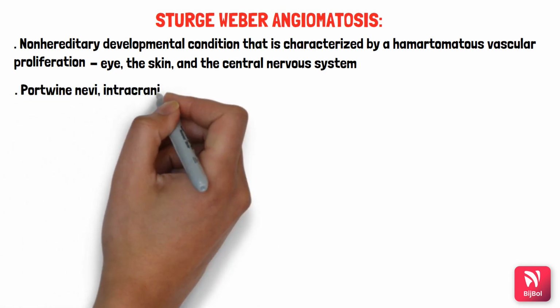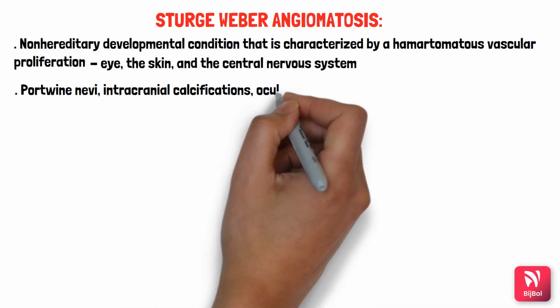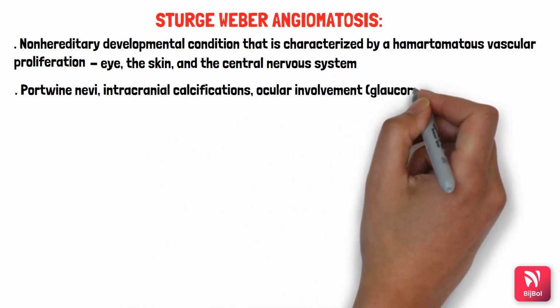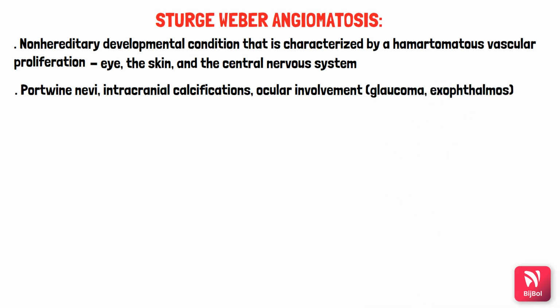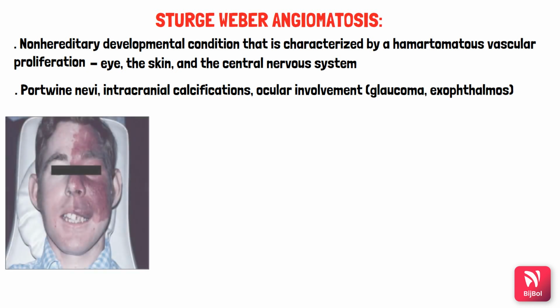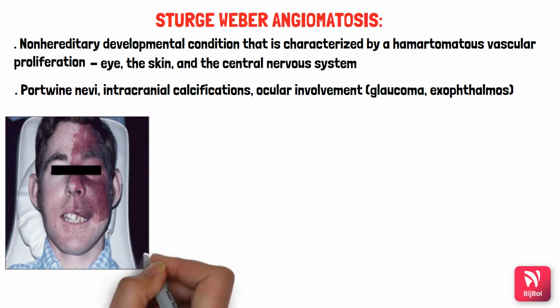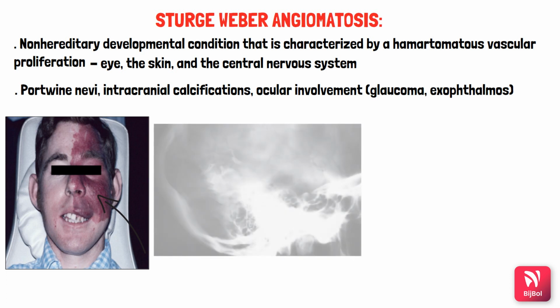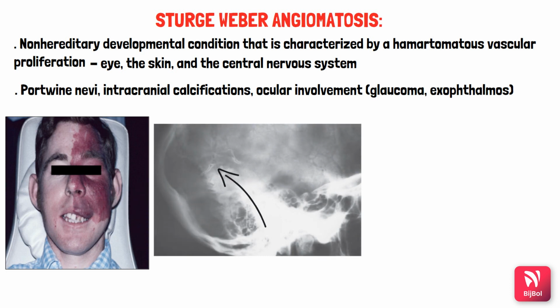So when this syndrome occurs in the skin, we can see portwine nevi. If it is in the central nervous system, we can see intracranial calcifications. If it is occurring in the eye, we can see ocular involvement in the form of glaucoma or exophthalmos. Okay, so what is this portwine nevi? Usually it is the skin discoloration, as you can see in this picture, where there is unilateral discoloration of the skin, that is wherever the trigeminal nerve is involved, only till there. So that is one feature, that is portwine nevi. Next one is intracranial calcifications. As you can see in this radiograph, it is the second feature, wherein the calcifications are seen within the central nervous system.